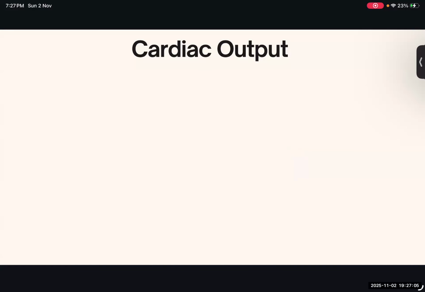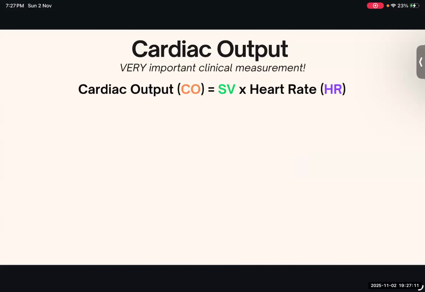So cardiac output, we mentioned that cardiac output is equal to the stroke volume times the heart rate. It's a very important clinical measurement because it tells us how hard the heart is actually working over time. It's a way of measuring the sum total of the heart's work throughout a period of time.